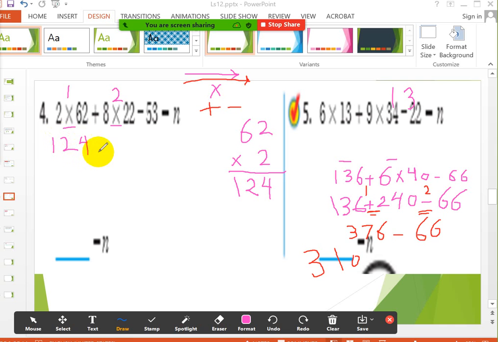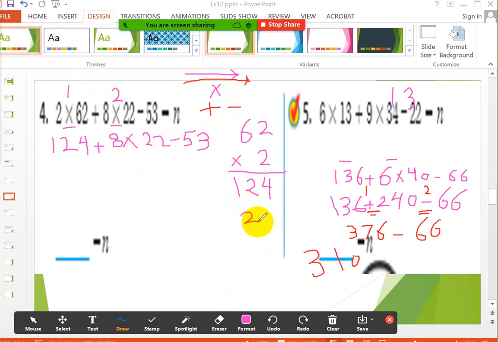So I will write the other operation, which is here plus 8 multiply 22 minus 53. Now I will do the second operation from the left to the right, which is here multiply between 8 and 22. Let's find the answer.